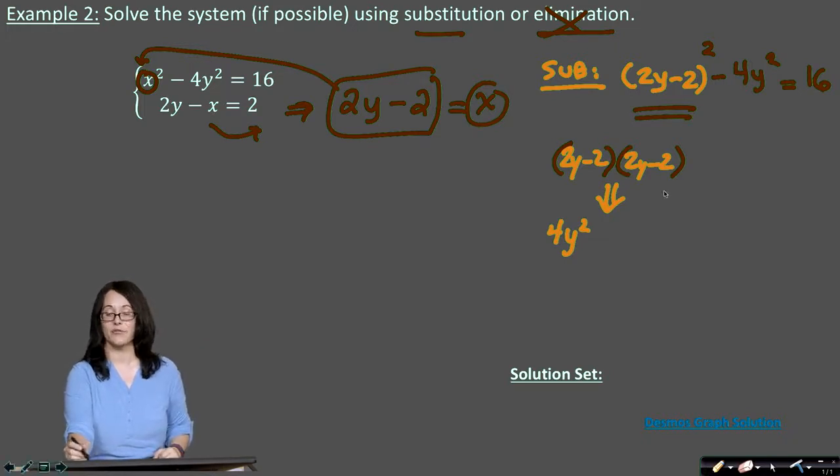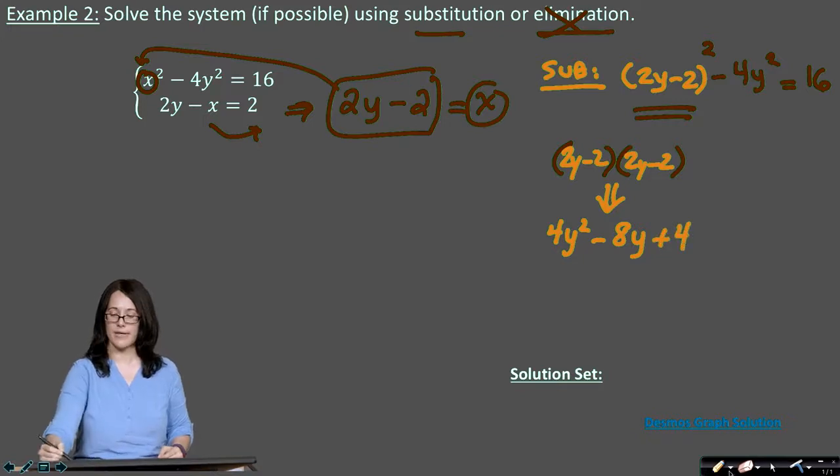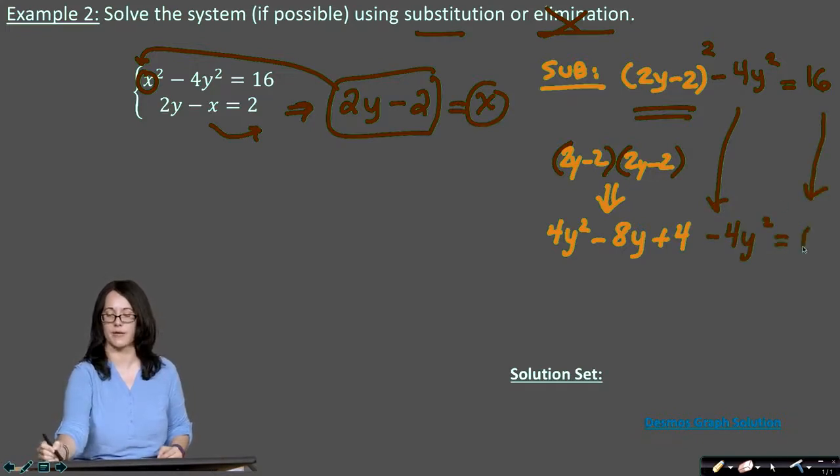2y times negative 2 is negative 4y, and it happens twice, so you end up with negative 8y. And negative 2 times negative 2 is the same as just squaring the last term there. You get positive 4. Then you have to remember to bring everything down. So bring down your negative 4y squared, as well as equaling 16 on the other side.